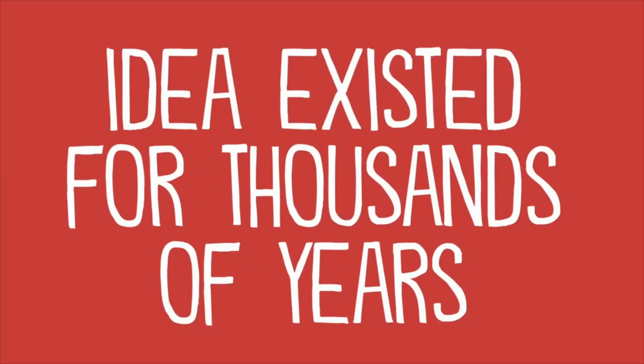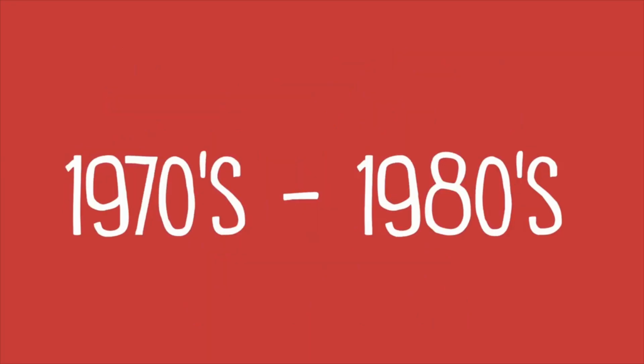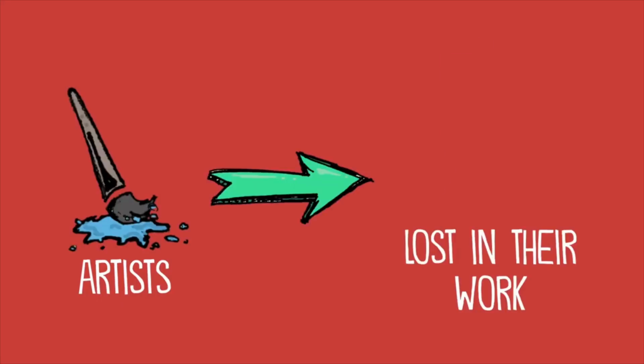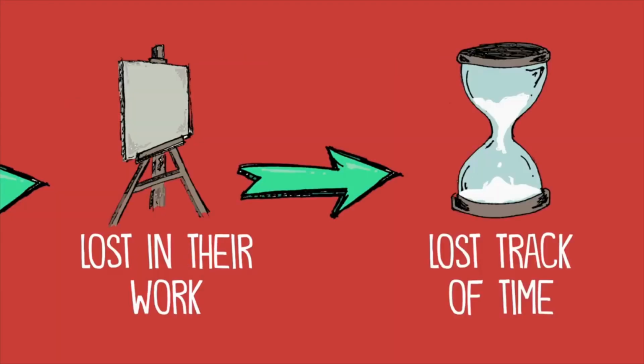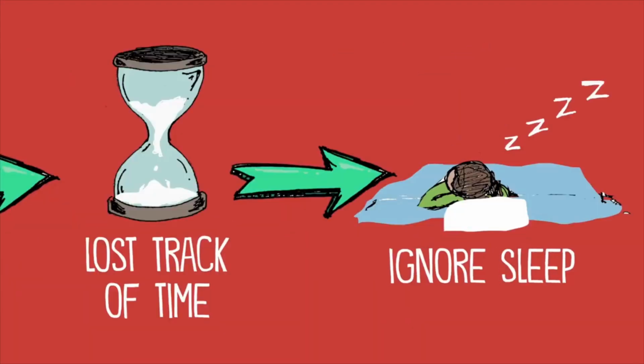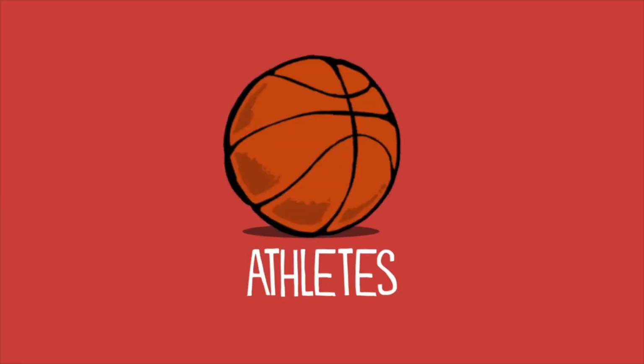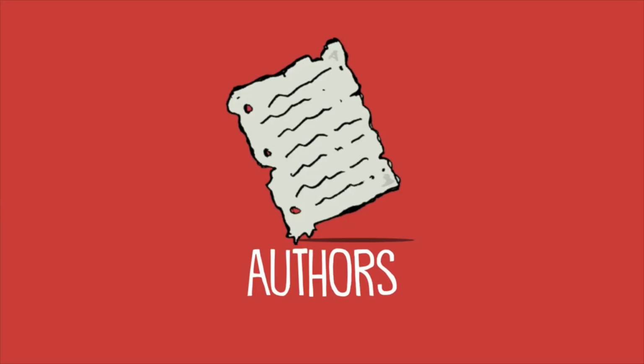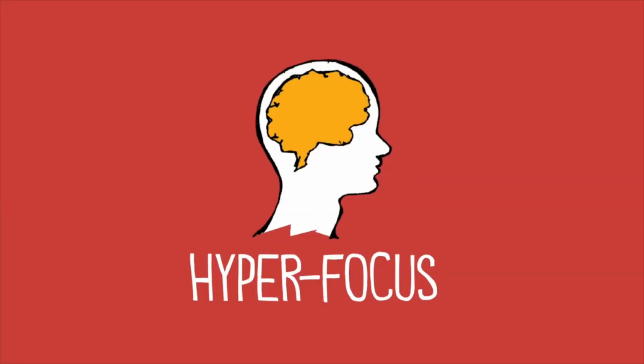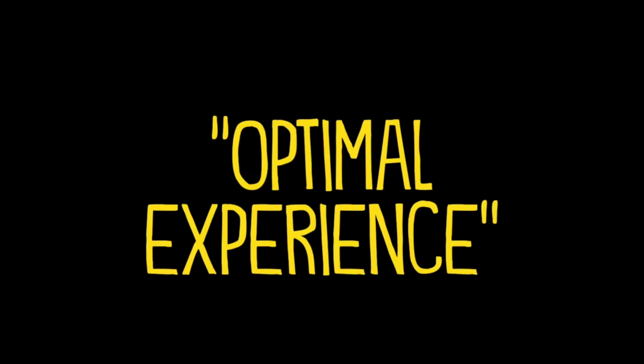Although the idea of flow has existed for thousands of years, flow theory began in the 1970s and 80s when Hungarian psychologist Mihaly Csikszentmihalyi became fascinated by artists who were so lost in their creative work that they would lose track of time and even ignore food, water, and sleep. And through his research, he noticed a similar experience with scientists and athletes and authors and all kinds of people who engaged in meaningful work. It was a state of hyper-focus and complete engagement, and he described it as optimal experience.